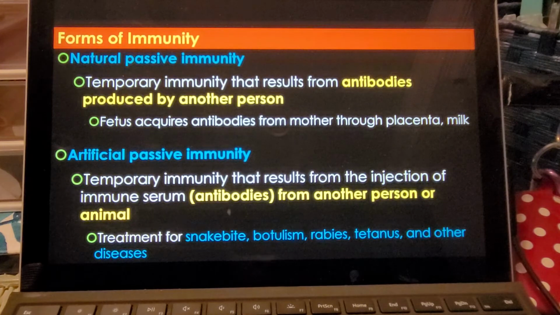Anyway, next one is artificial passive. The antibodies are made in another person or animal, and you're just given a treatment, for example with COVID, where the antibodies are just given to you. We have some against different types of emergencies, such as a snake bite, where you have antibodies against the venom. Botulism, which is a bacterial toxin, is the same thing, as are rabies, tetanus, and other things where we just give you antibodies as a treatment for whatever you ended up with.